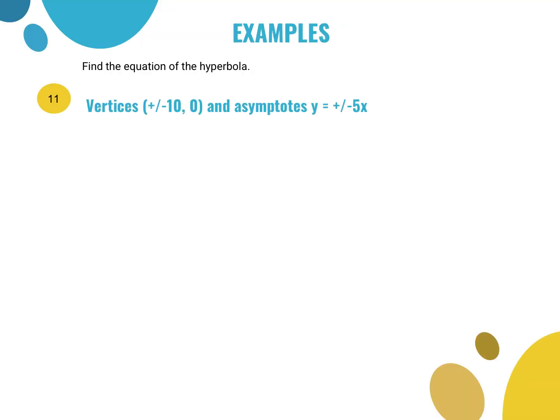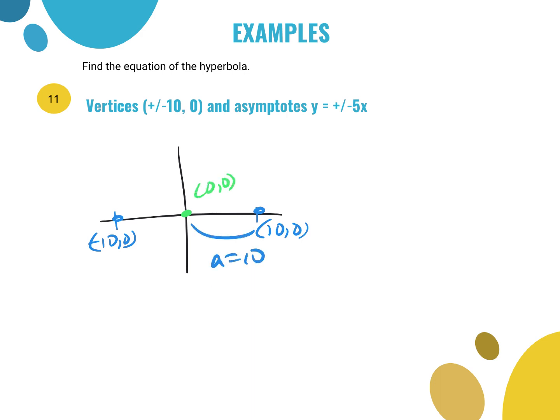Let's try another example. This time you're going to be given the vertices and the asymptotes. So again, give yourself a visual. You can see your vertices are over here at (10, 0) and (-10, 0). So you can already see it's transversing the x-axis. So we can see that the center here, again, is at (0, 0). That would be the midpoint between those vertices. My a value here is 10. So a squared is 100.